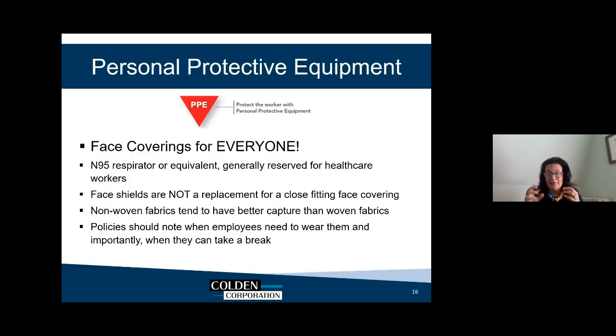I get it. I've had to wear these things all day. I've had to wear PAPRs and N95s and half face air filtering respirators. They are the pits, and people are going to need to take breaks. So really think very importantly in equal measures about when and where they need to wear them and when and where they can take a break, okay? So keep your mind on those things too. Next slide.